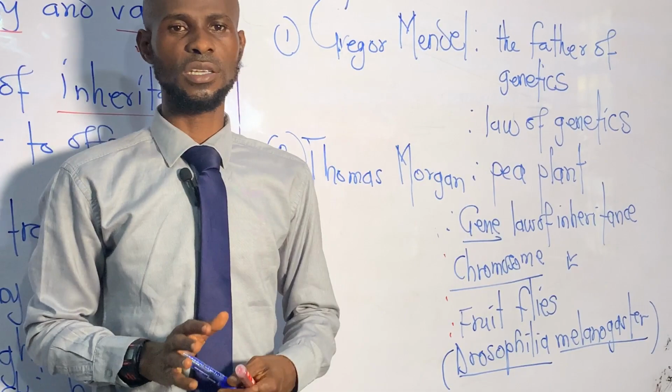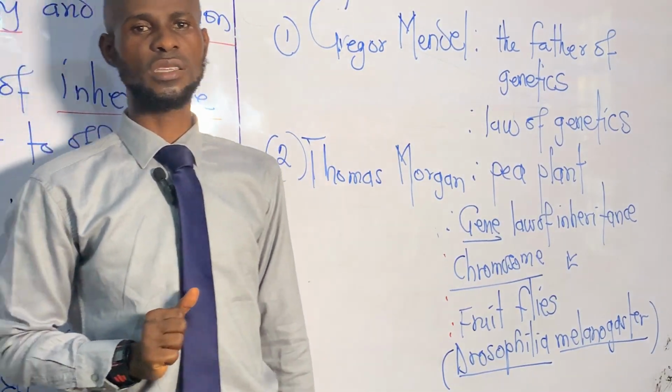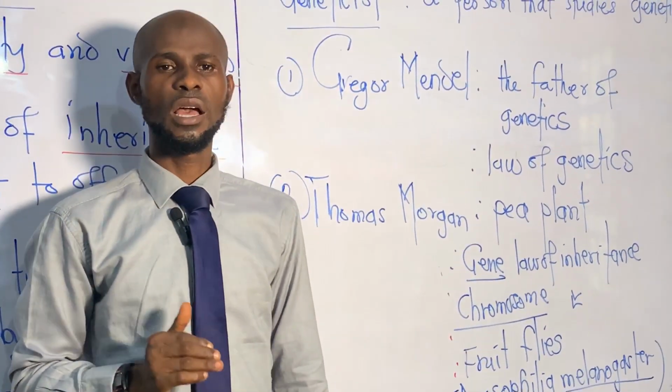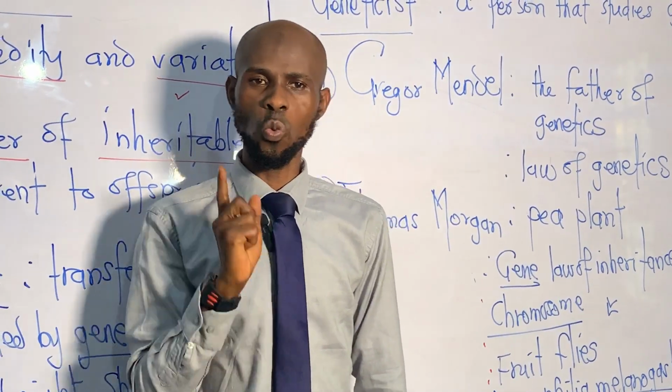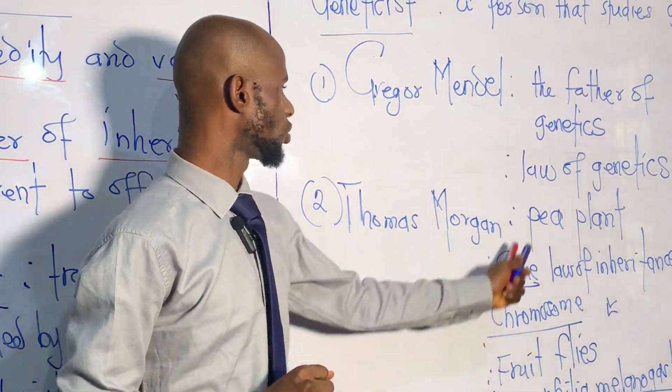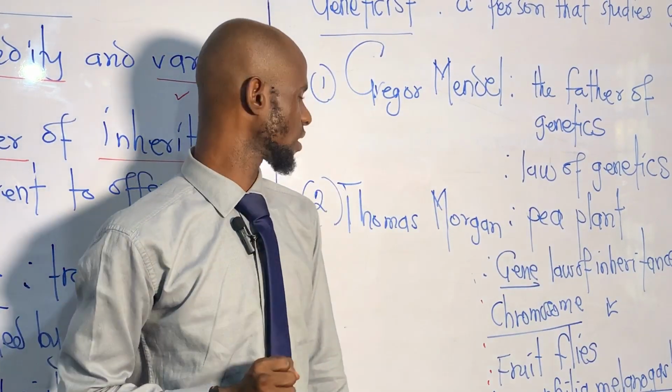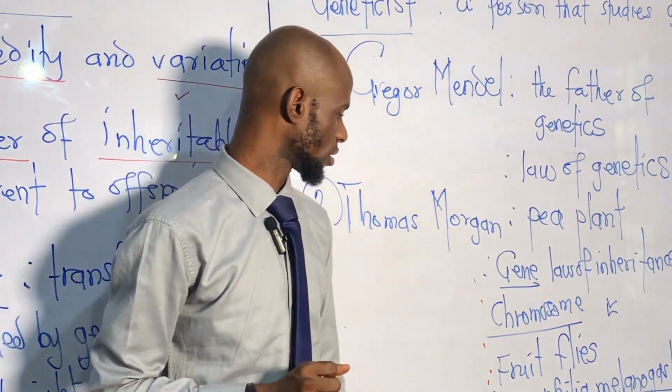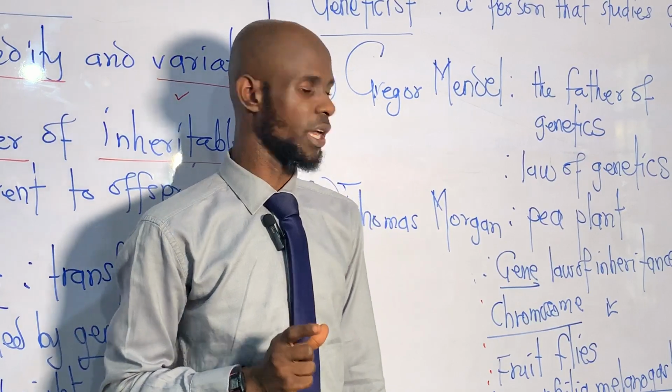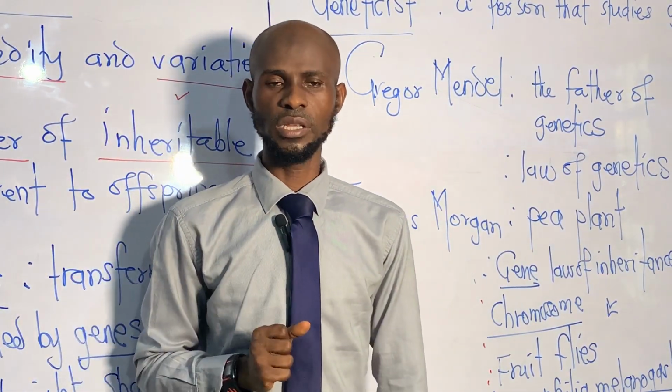Drosophila melanogaster. So we're going to stop our class here today, and in the next class, I'm going to be talking about why Gregor Mendel used the pea plants in his experiment, and why Thomas Morgan used the Drosophila melanogaster in the experiment.